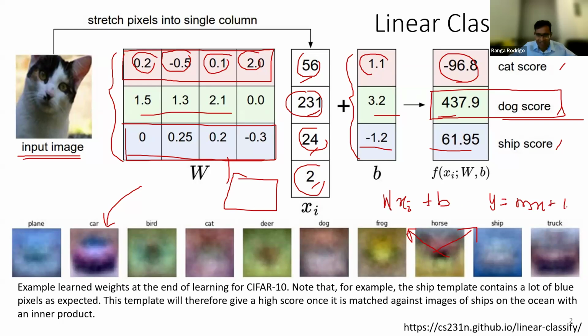MX plus C, something like that. But in multiple dimensions, you can see multiple numbers must be there. 1, 2, 3, 4 numbers in W now, in this case, and one bias term. So this is a linear classifier, a line, then a plane, then a hyperplane, and so on.